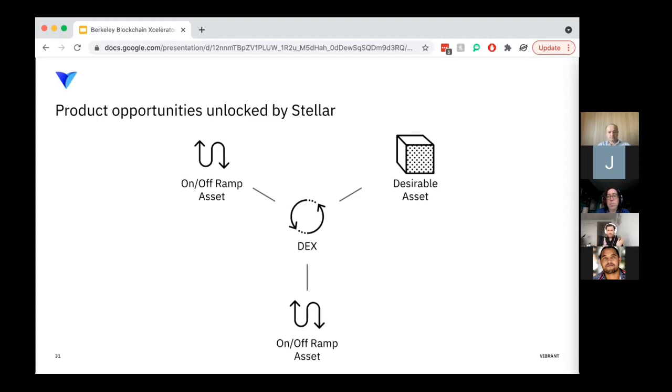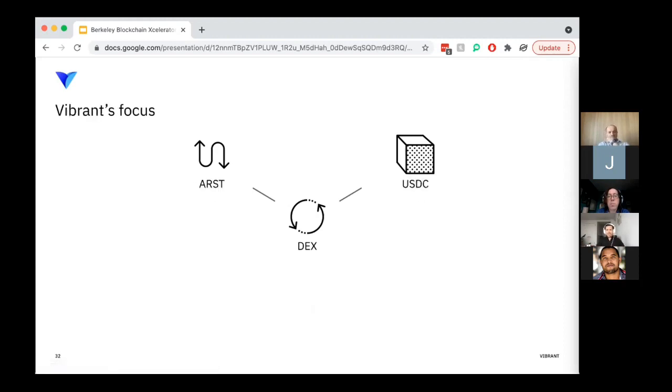You see two different use cases playing out here. One is going from one on-off ramp asset to the other, so cross-border payment. The other is moving into a desirable asset to store value there, all through the DEX, the decentralized exchange on top of Stellar. What Vibrant is focused on is ARST as the on and off ramp asset, and USDC as the desirable asset, helping our users store their value in a stable asset like USDC.